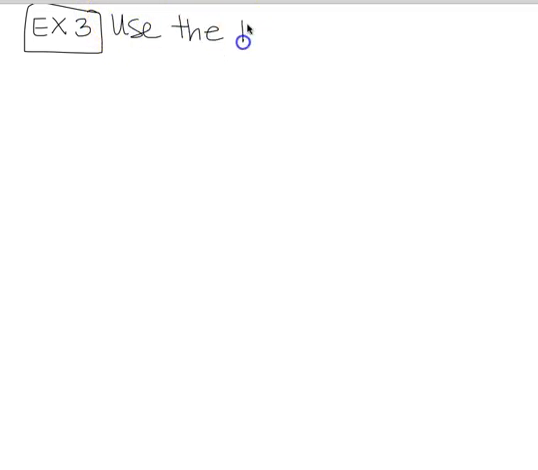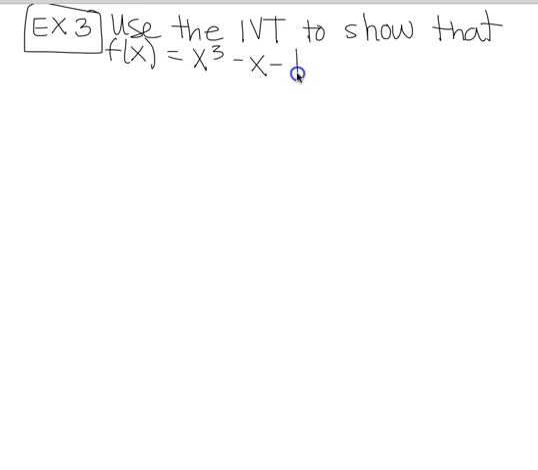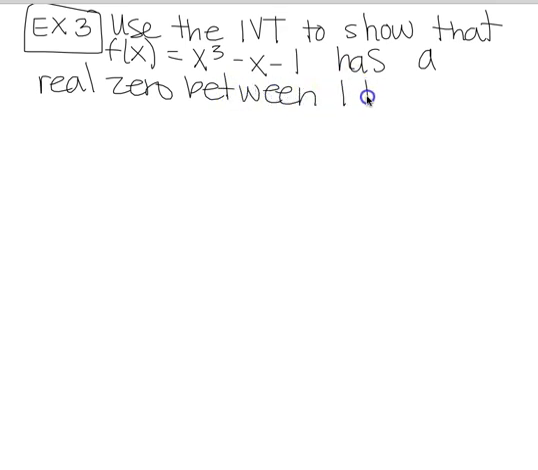use the intermediate value theorem to show that f(x) = x³ - x - 1 has a real 0 between 1 and 2. So again, intermediate value theorem says if the y's have opposite signs, there has to be a real 0 between those x's.